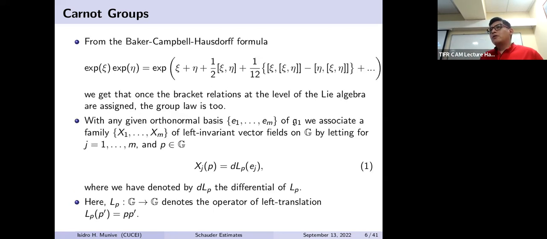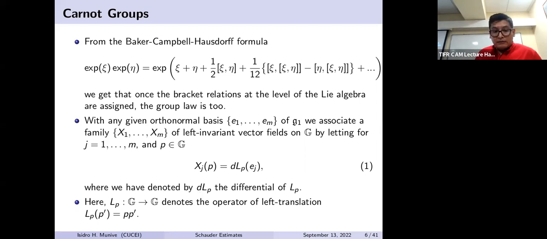So how do you get the group law using this exponential map? Well, you use the Baker-Campbell-Hausdorff formula. If you put the bracket relations at the level of the Lie algebra, you get the group law. Since we have a dot product, we consider an orthonormal basis of the horizontal layer, and we associate with them a family of left invariant vector fields, given by X_j, where L_p is the left translation.